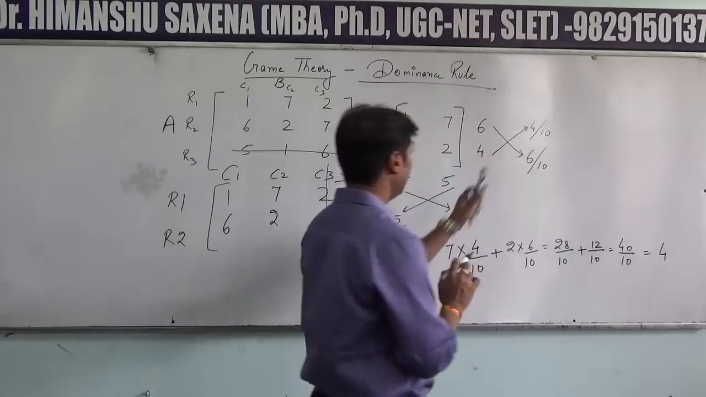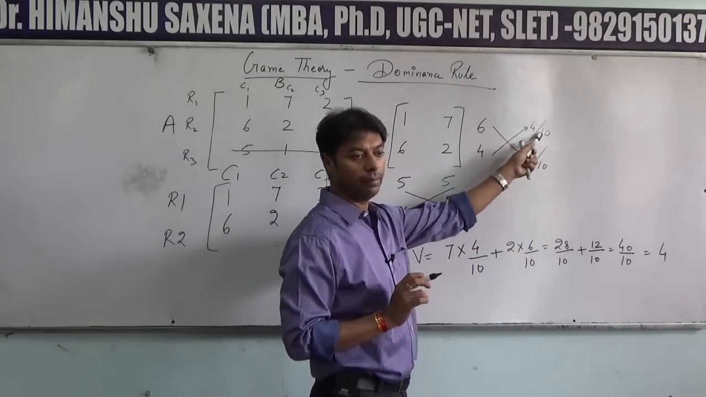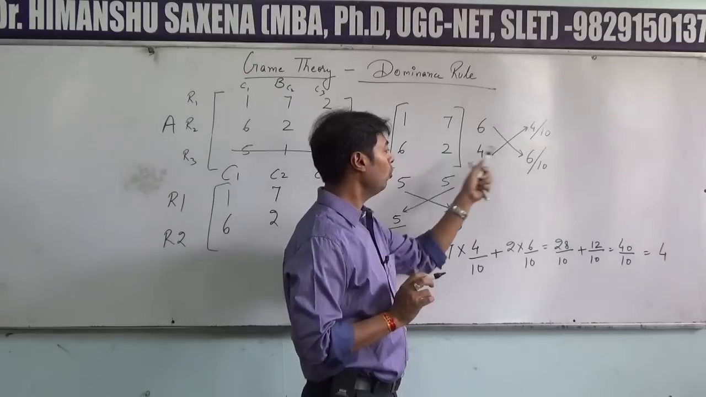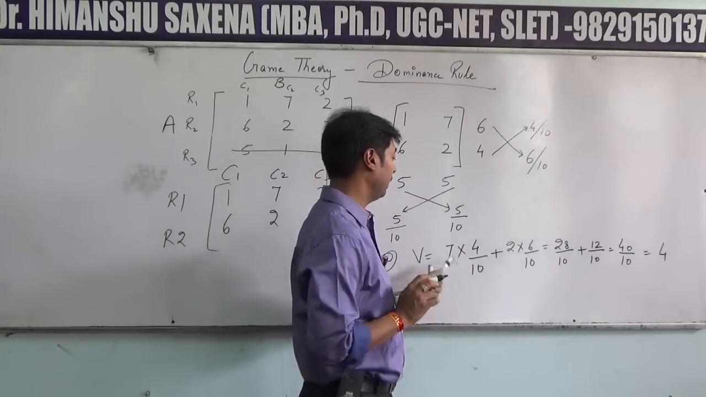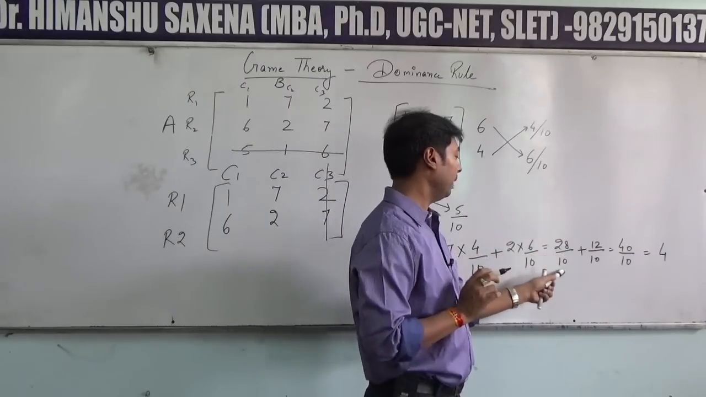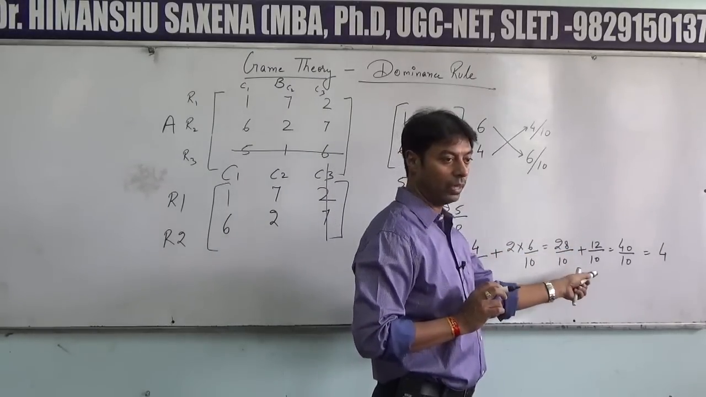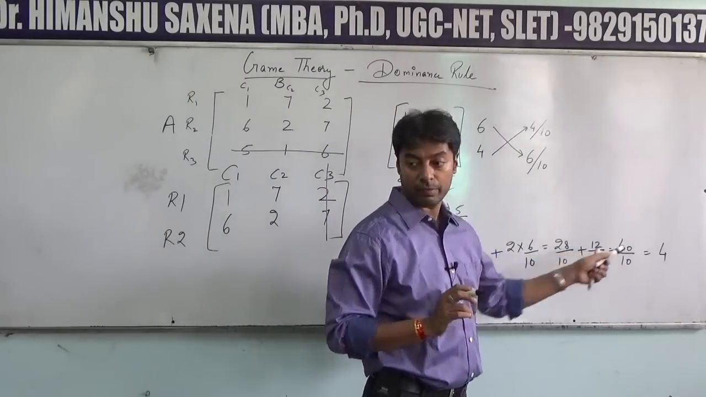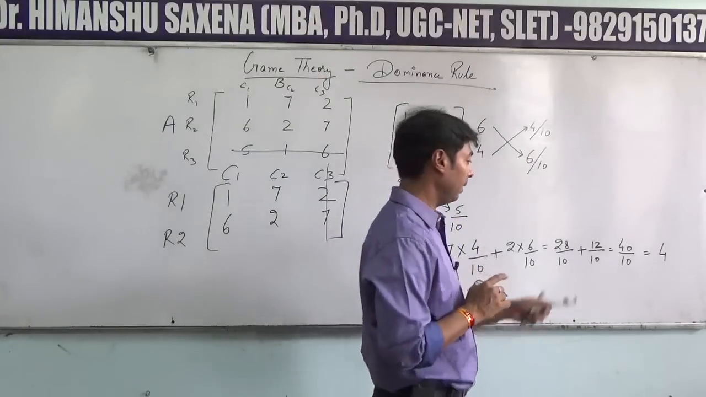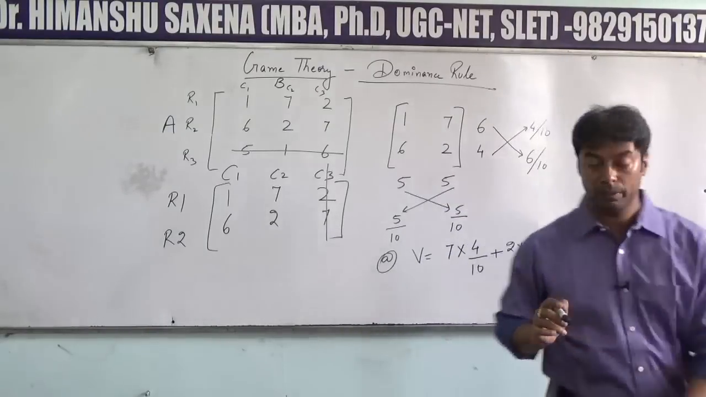Right? How we have done it? See, 7 multiplied by 4 by 10, 2 multiplied by 6 by 10. So 7 into 4 is 28 by 10. 2 into 6 will give you 12 by 10. 28 plus 12 will give you 40 upon 10. That will be equal to 4.